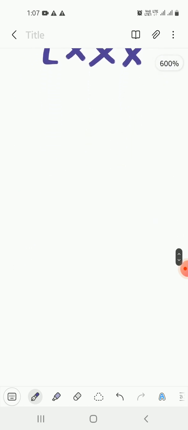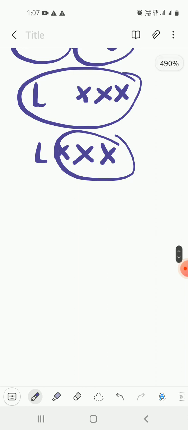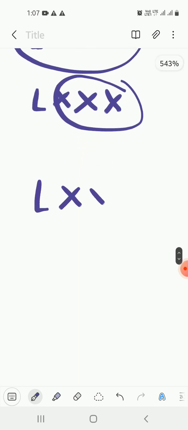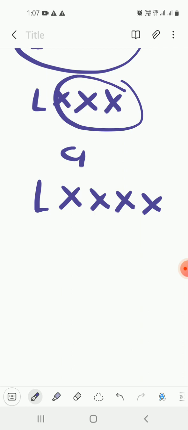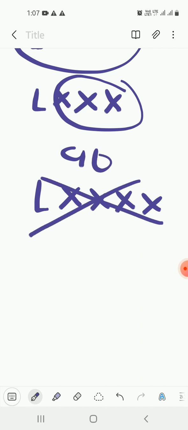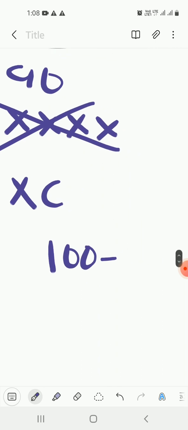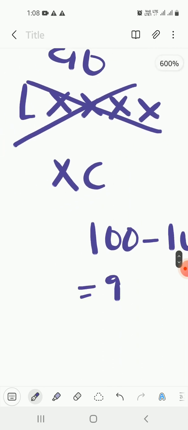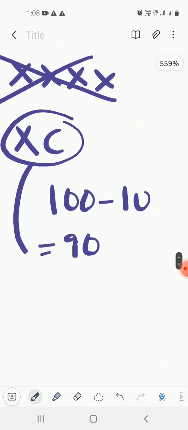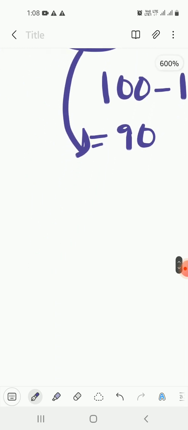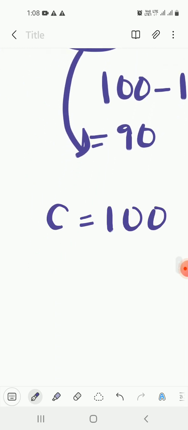Similarly, for 90, we can't repeat X 4 times. So we cannot write L X X X X for 90. This would be wrong. We can write X C. Over here C means 100, and X is written to the left of C, which means 100 minus 10, that is 90. So this is the symbol for 90, and C is simple, C is 100.